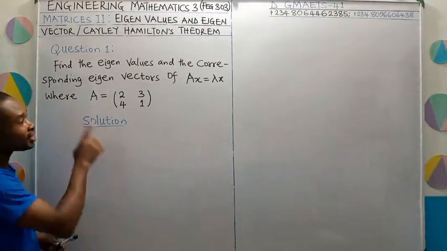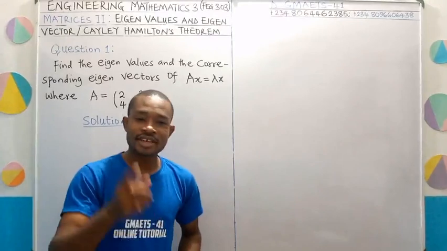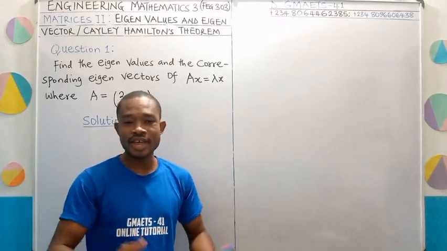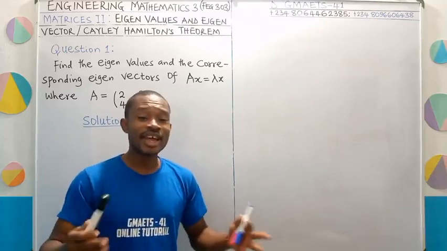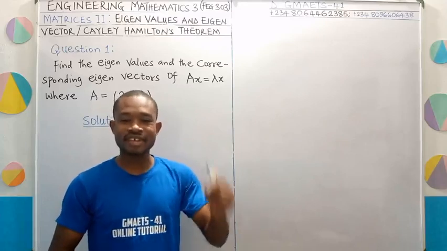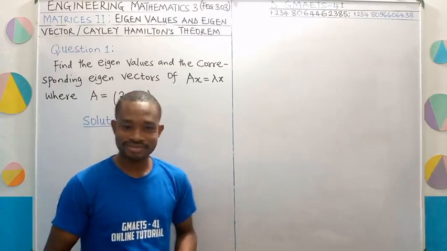Now, how do we go about solving this problem? The first thing we need to do is to obtain the eigenvalues. So the question could be, how do we get the eigenvalues? Remember that I explained previously that to obtain the eigenvalues, we need to solve the determinant of the characteristic equation when it is made equal to 0.